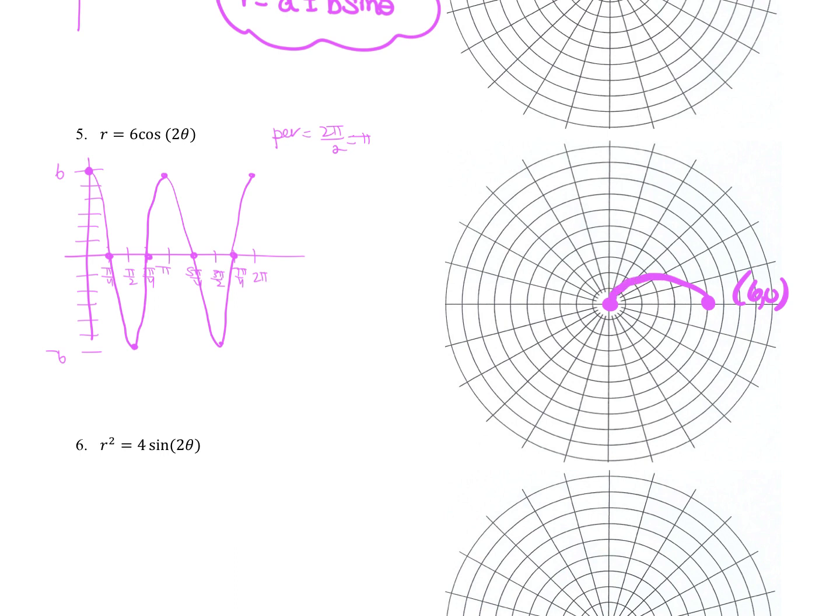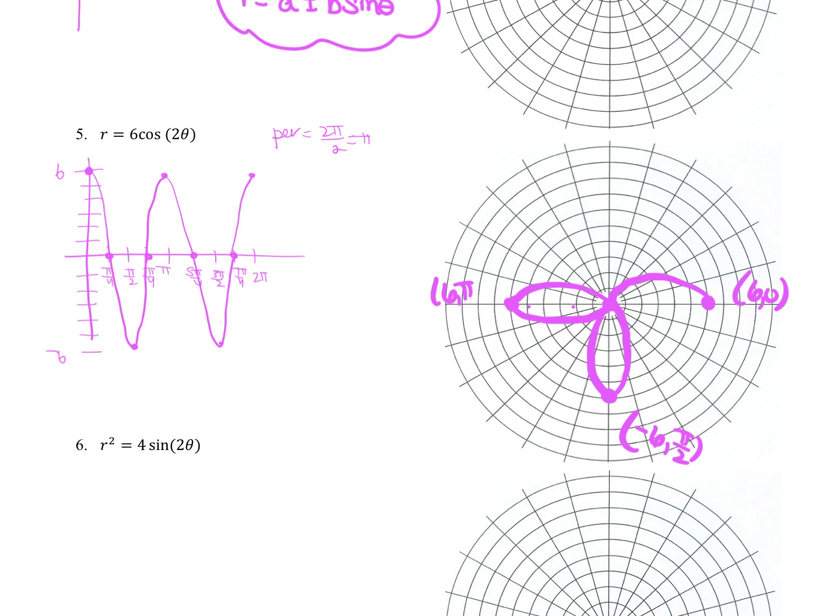Then we have -6 comma pi halves. So pi halves is normally up, but we're going down. 1, 2, 3, 4, 5, 6. And we connect it with a curve counterclockwise. Then pi fourths comma 0 puts us back at the pole. Then we have 6 comma pi, which puts us out here. Then we have pi fourths comma 0, which is 0 comma pi fourths, which brings us back to the pole.